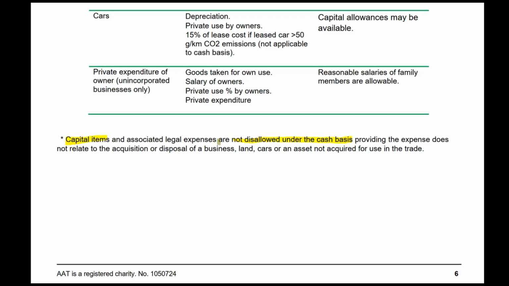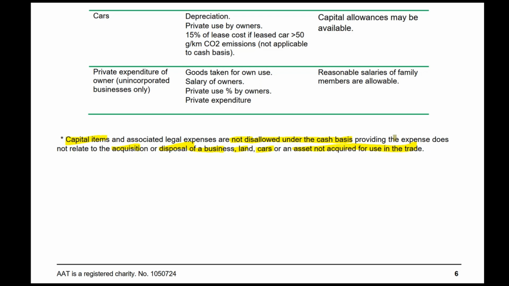Oh, sorry, not disallowed, that makes more sense. Capital items and legal expenses are not disallowed under the cash basis, providing the expense does not relate to the acquisition or disposal of a business, of land, of cars, or of an asset that wasn't used in the trade.